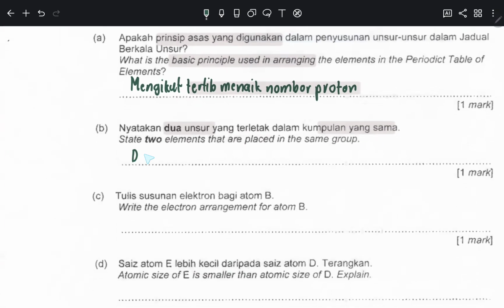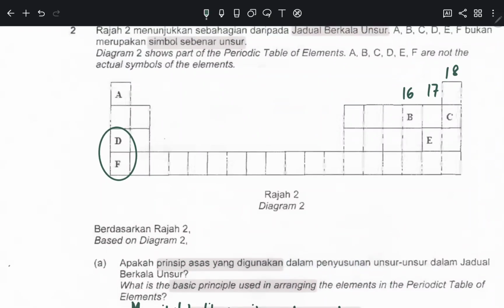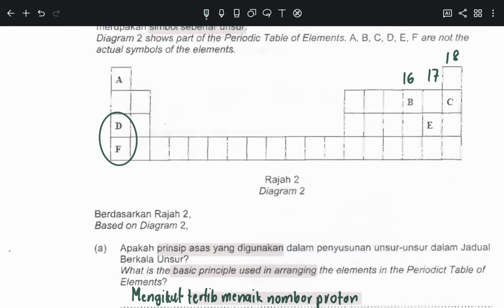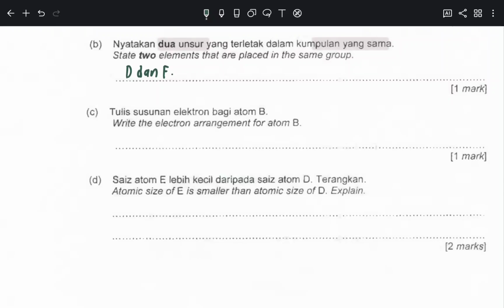So if you tulis A, I would say it's wrong, because the first element always is hydrogen. So hydrogen bukan dalam kumpulan 1 tau. Hydrogen is different. Because kumpulan 1 logam alkali, hydrogen bukan logam. That's another one thing.